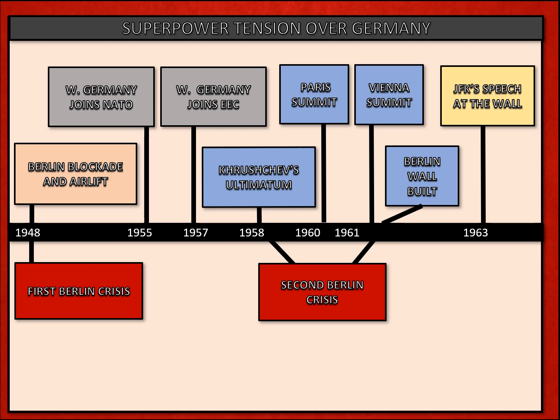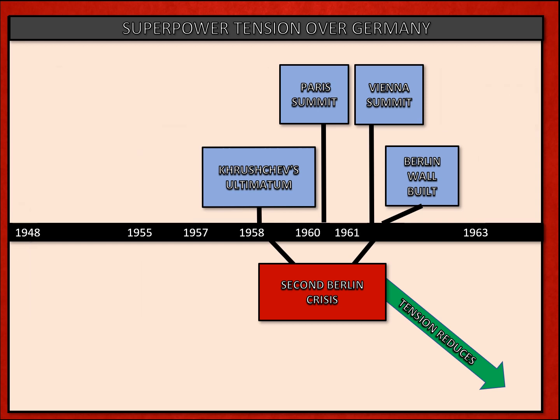As tensions started to decrease, JFK, the American president, made a speech at the Berlin Wall in 1963. This is a symbolic Cold War moment, but it kind of marks a reduction in tension around Berlin, despite the fact that tensions in the Cold War continued. So we're going to focus on 4 sections here in the Second Berlin crisis. We'll look firstly at Khrushchev's ultimatum in 1958.